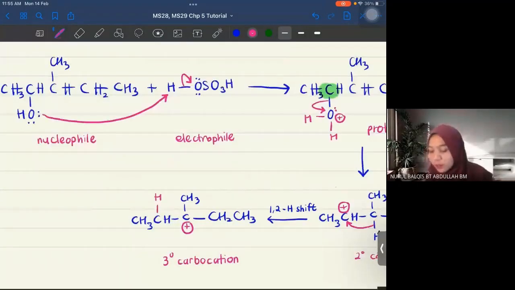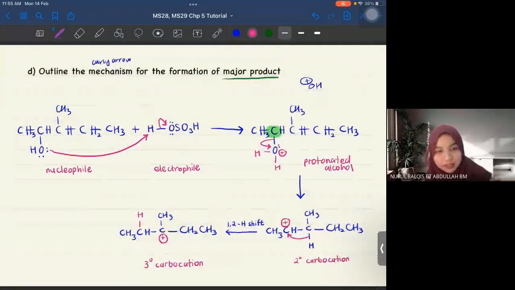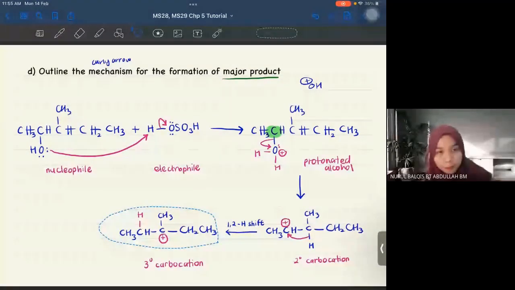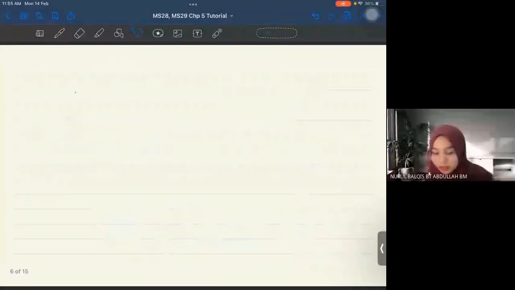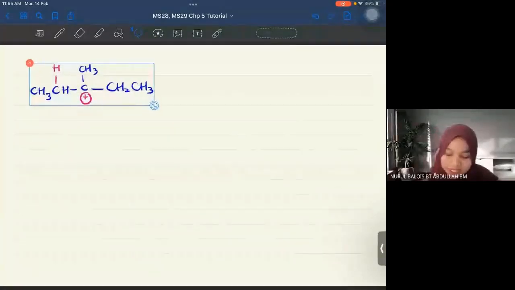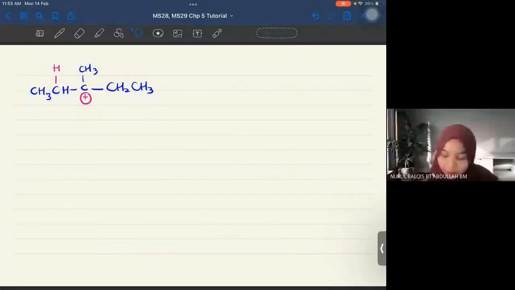Step ni perlu dibuat sebelum awak pergi form alkene. Tak boleh dah form alkene baru nak rearrange. No. Rearrangement boleh happen to carboxyl ion. Okay, sekarang dah tak muat, saya sambung kat sebelah. Okay, kita ambil kulit this carboxyl ion. Okay, kita akan buat the third step. The third steps kita nak buat apa?